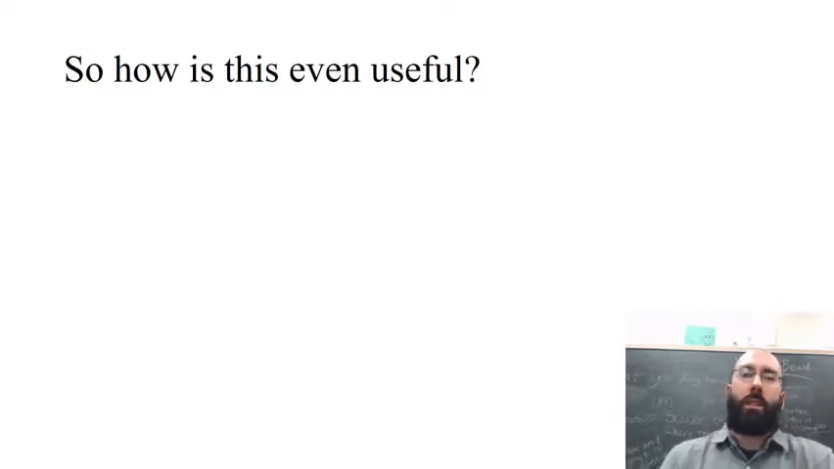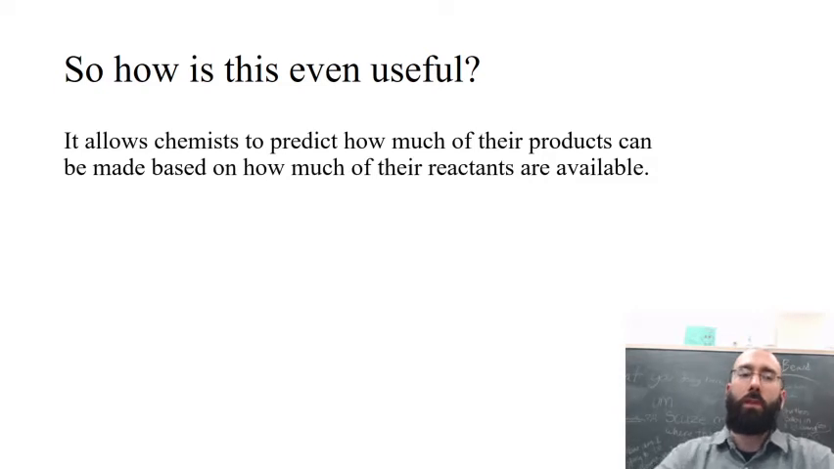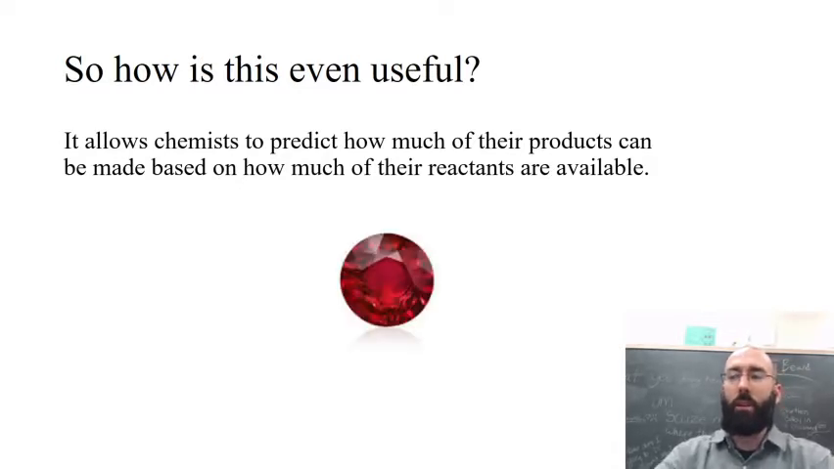So how is this even useful? Like I said a little bit when we were talking about our robot, there are several things that stoichiometry will allow us to do. One of those is that it allows chemists to predict how much of their products they can make based on how much of the reactants is available. Let's say we want to know how many rubies we can make. We know we have a certain amount of aluminum oxide and chromium oxide, and we can figure out how many synthetic rubies we can make.